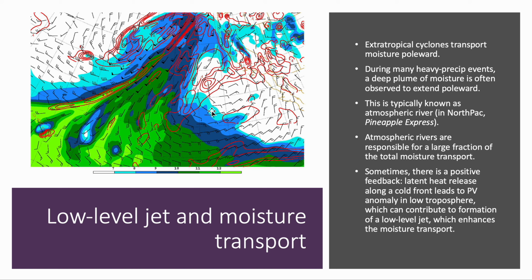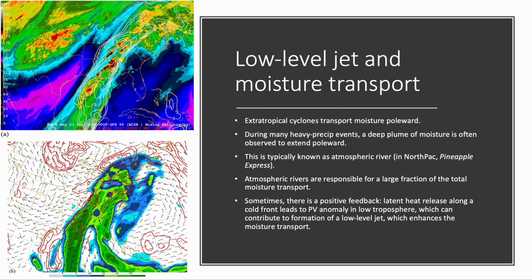And often these can certainly lead to an intensification of the cyclone, and there's almost like a positive feedback in the sense that when there's advection of these plumes, the latent heat release leads to PV anomalies in the low troposphere, which then forms a low-level jet that exports even more moisture from the tropics. This is another couple of pictures that I wanted to show.